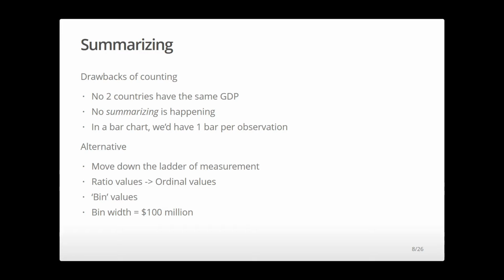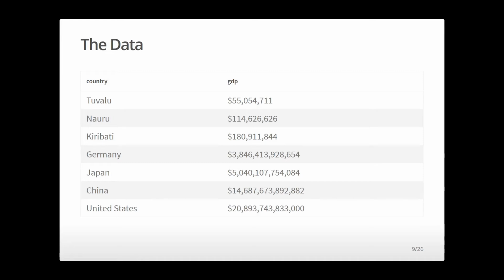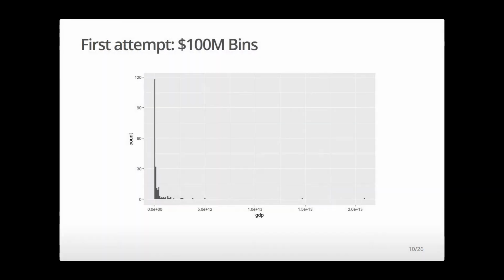To do so, we'd need to set some thresholds and define buckets. Well, our minimum and maximum values are $55 million and about $21 trillion for Tuvalu and the United States, respectively. So why don't we start off by setting our bucket size to $100 million? That way, all countries between $0 and $100 million will be grouped together, all of those between $100 million and $200 million together, and so forth. Let's go ahead and plot that.